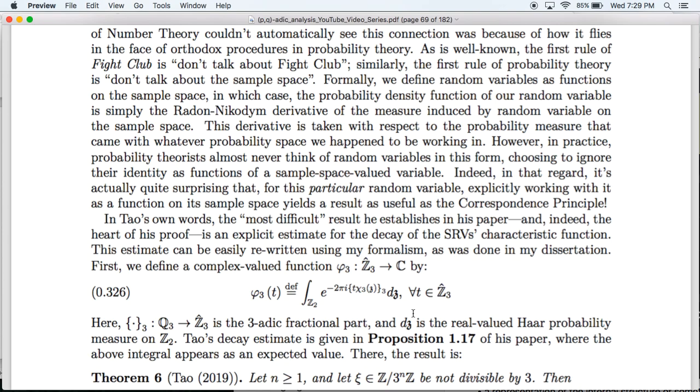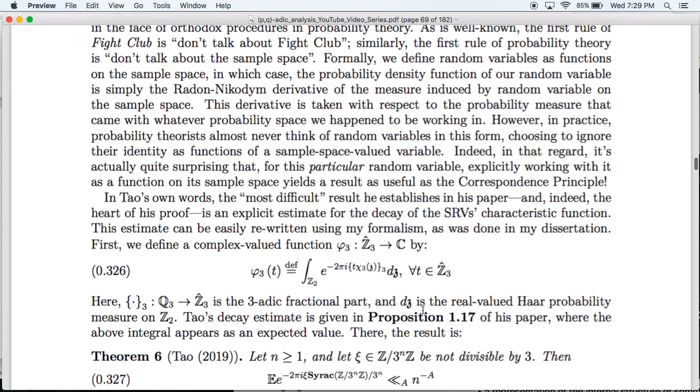So to rewrite what Tao did using my formalism, I'll do what I did in my dissertation. First, we're going to define a complex valued function, phi 3, from Z3 hat. That's the rational numbers in the unit interval whose denominators are powers of 3, and we equip it with addition modulo 1. Here, the brackets with a 3 around them are the 3-adic fractional part, and dz is the real valued Haar probability measure on Z2.